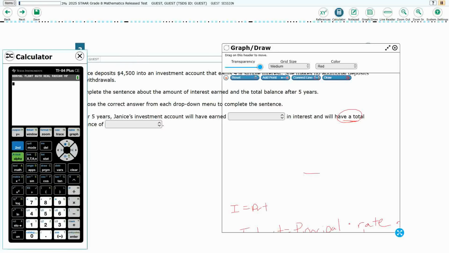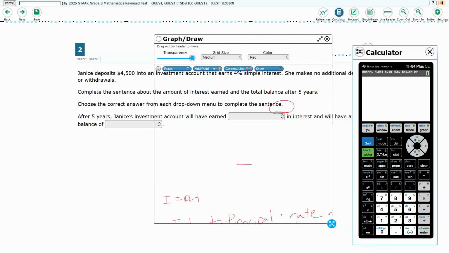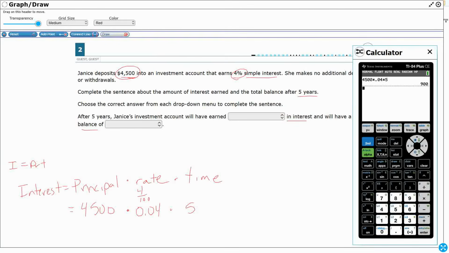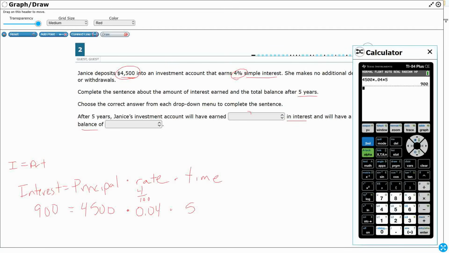Let's get our calculator out. And let's do that. 4,500 times 0.04 times 5 years. All right, 900. All right, so we are going to earn $900 of interest. That's not bad for 5 years. Not bad at all. And what's the new balance? Well, we have to take that 900, then add it back to the principal, because remember, you started with 4,500. Let's go and add 4,500, and you're going to get 5,400.